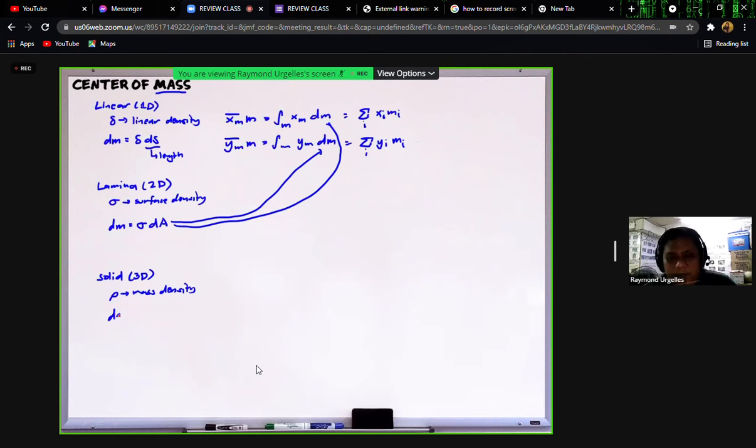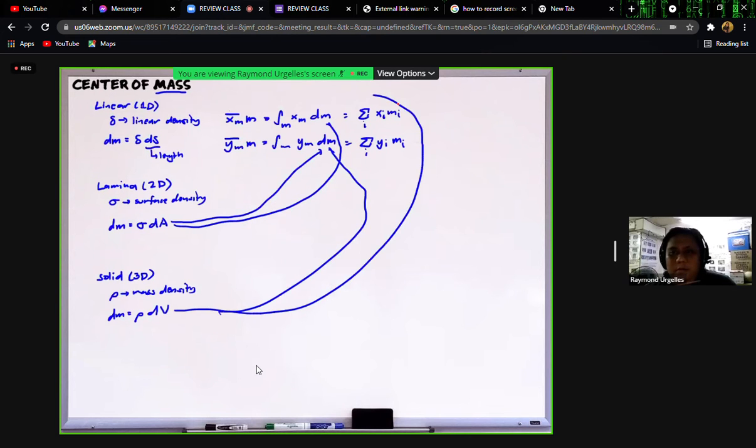Saka dito. So pagdating sa volume, yung dm naman natin will be rho dv. Ito naman yung ipapasok natin dun sa dm. Kaya yan lang yung sa center of mass natin. So yun lang yung difference.